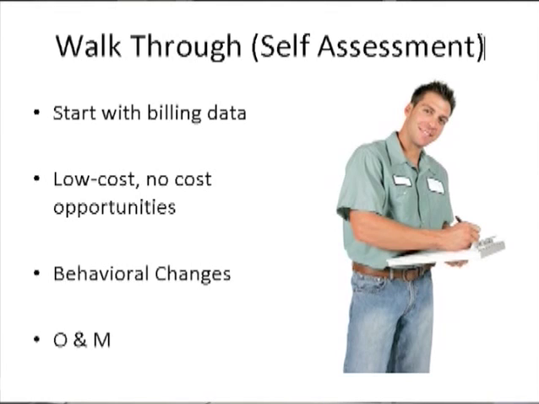This is going to identify your low-cost, no-cost opportunities a lot of times. And what we're looking for a lot of times as we're walking the facility is equipment running that's not supposed to be running. We're looking for O&M, whether that's happening or not, whether the equipment's being maintained. People think about the HVAC equipment as being primarily what needs to be maintained in a commercial building, but actually lighting can be maintained as well.